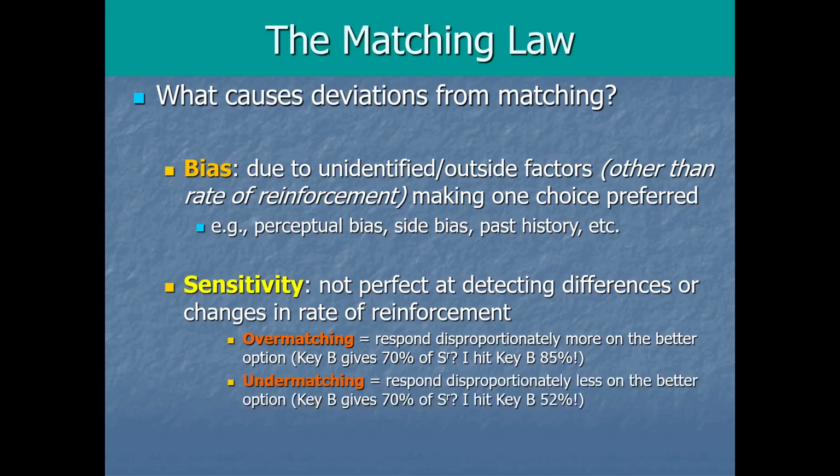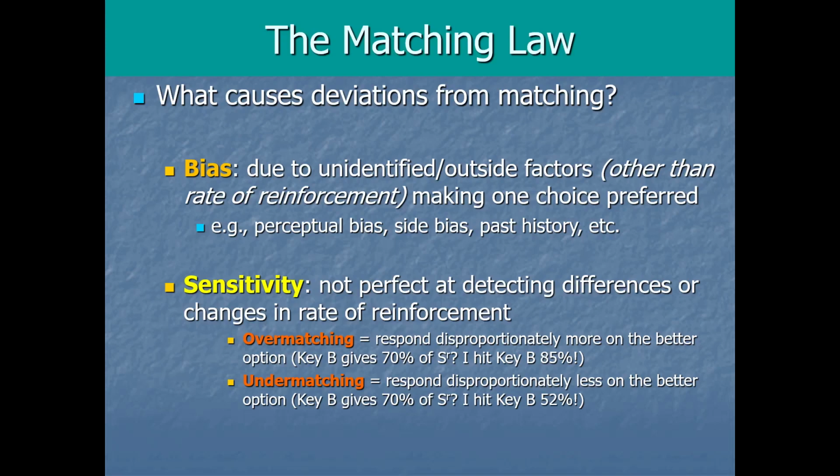The other way your sensitivity could be off is what we call undermatching, where you respond disproportionately less on the better option. So for example, if key B pays off 70% of the possible reinforcers, you should be spending about 70% of your behavior there. But if I'm hitting key B, I don't know, 52% of the time, yeah, I slightly prefer key B, but not enough, right? I'm not sensitive enough to how good key B is. So that would be undermatching. Basically, your brain hasn't quite figured out how much better key B is.